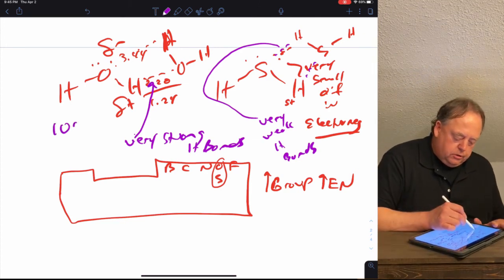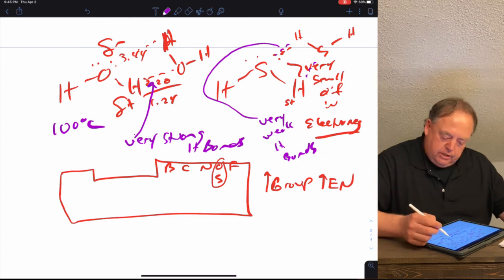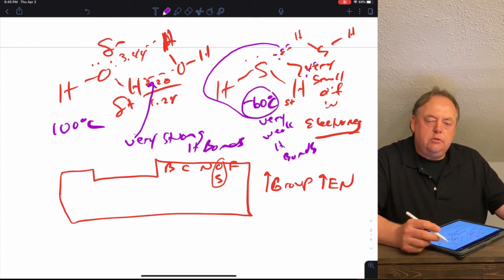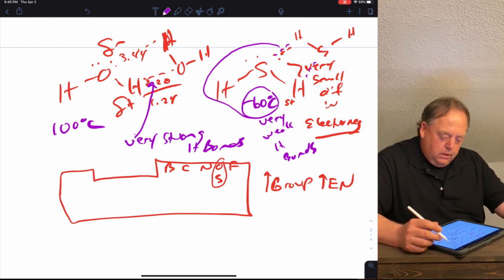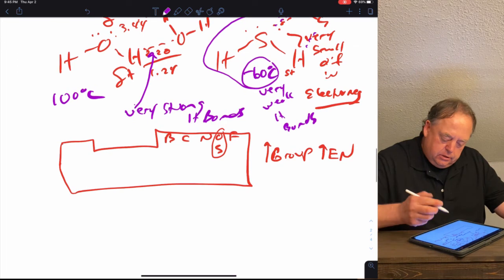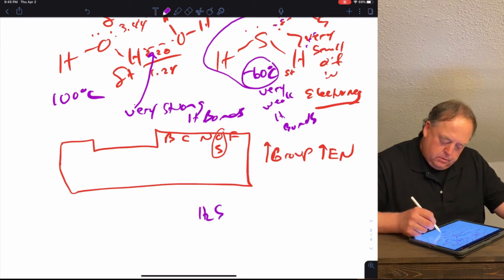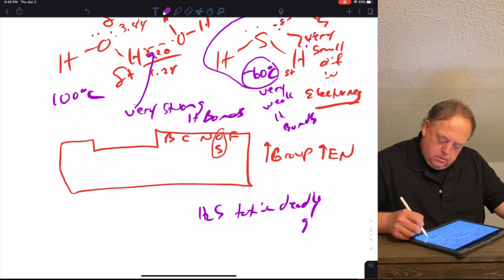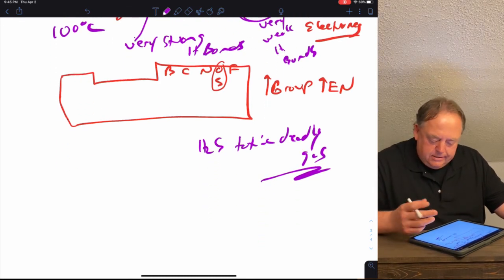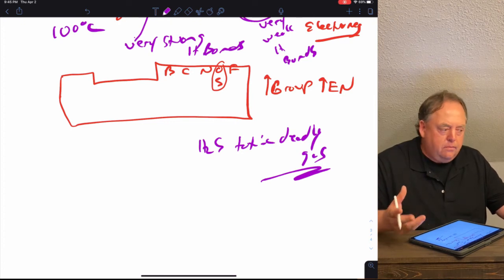So the higher boiling point would be water, right? It's got a 100 degrees Celsius boiling point, whereas H2S is minus 60 degrees. So it's a gas at room temperature and water is a liquid. H2S is a toxic, deadly gas. It's one of those gases that miners have to worry about.